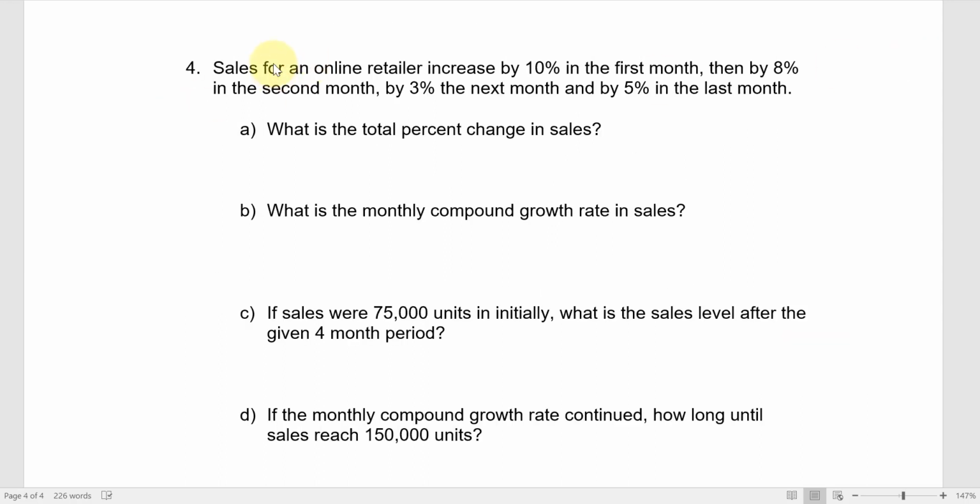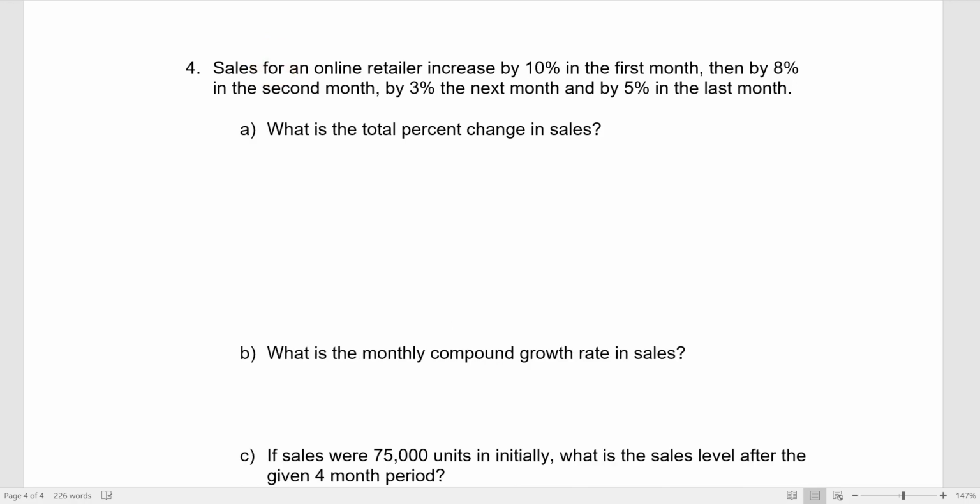Okay, last example, number 4. Sales for an online retailer increase by 10% in the first month, then by 8% in the second month, by 3% in the next month, and by 5% in the last month. What's the total percent change in sales? Well, this is just what we've been doing before. We can do this one faster.